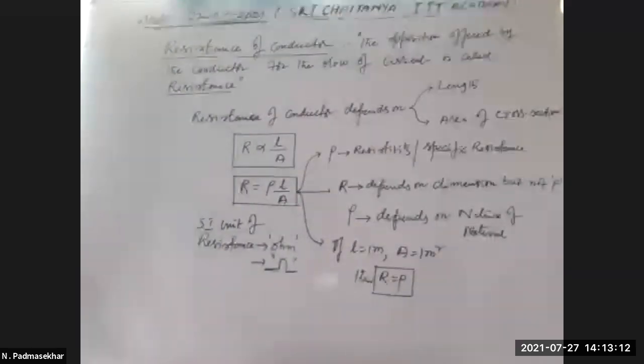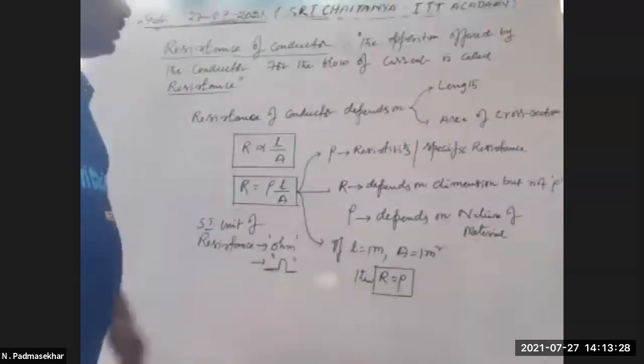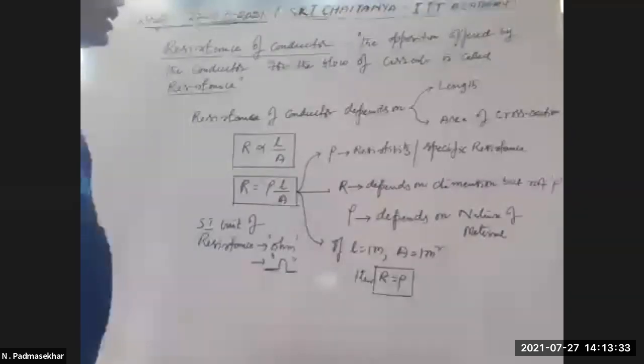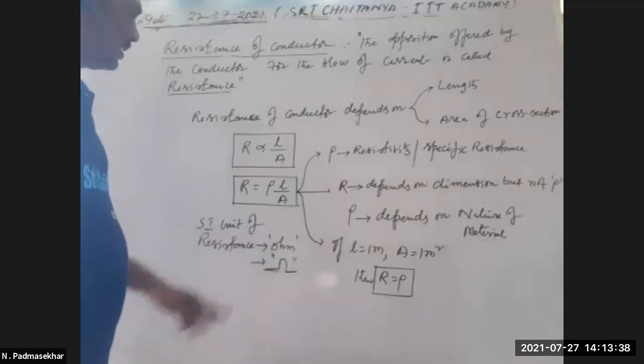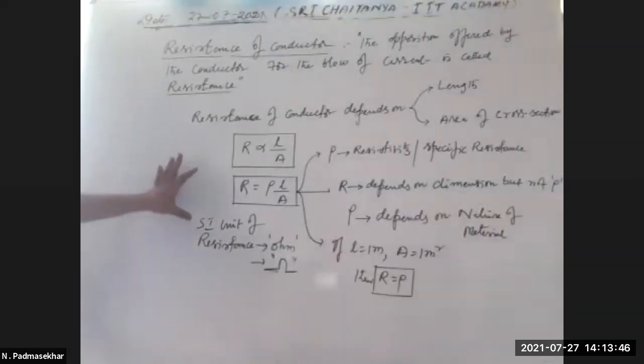So this is a resistance. The opposition offered by the conductor for the flow of the current is called resistance. So resistance of the conductor depends upon the length and the area of the cross section. That is, R is proportional to L by A. R is equal to rho L by A. So rho is resistivity or specific resistance. R depends upon dimensions but not rho. Rho depends upon the nature of the material. SI unit of resistance is ohm. So L is equal to 1 meter, A is equal to 1 meter square, then R is equal to rho. Write down.